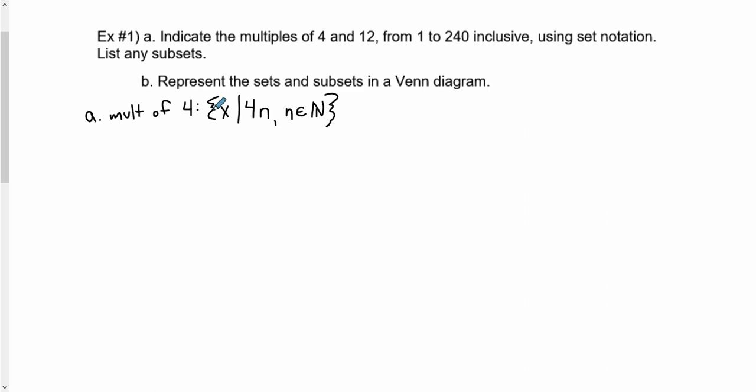So all of our multiples of 4 are just going to be x's. Whereas if we want to talk about multiples of 12, we'll call them y's. Multiples of 12 will be 12 times n, where n is an element of the natural numbers. Now keep in mind, again, natural numbers are like 1, 2, 3, 4, 5, 6. So 12 times 1 is 12, 12 times 2 is 24, which also leads into talking about what this subset is.